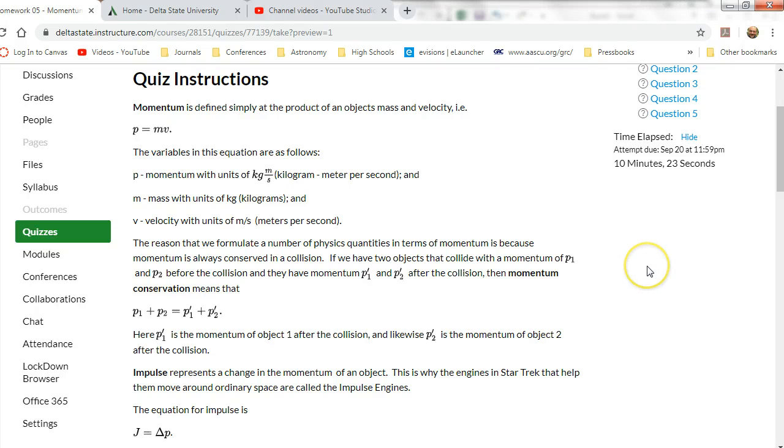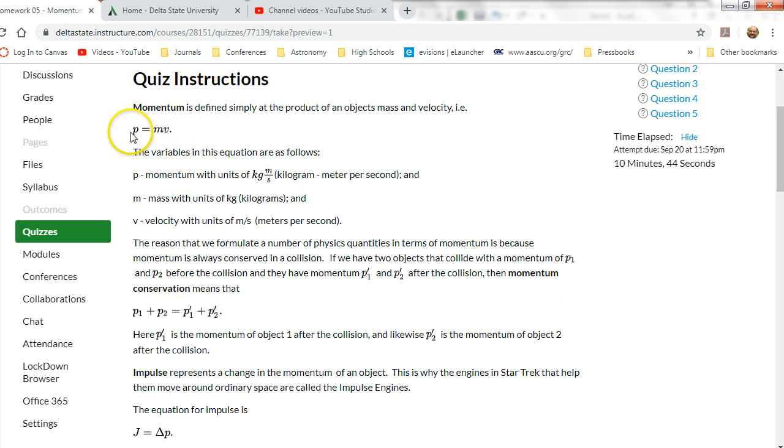Okay, for our momentum and impulse problems, we don't really have a lot of equations, but we're going to have to reason through a lot of different things. So I'm going to go through the equations, go through the variables and the units, then we're going to solve two problems. And I'll make a separate video for the second problem so the video is not too long.